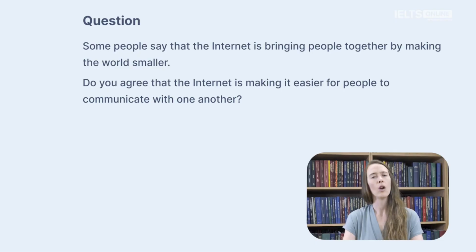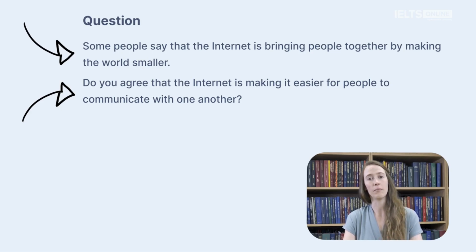In Task 2, you are given a question consisting of a statement and an instruction. In this lesson, you will look at the following question. Which part is the statement and which part is the instruction? The first part of the question is the statement, and the second part is the instruction. It is important that you understand the statement and the instruction, as you need to address both of these in your answer.